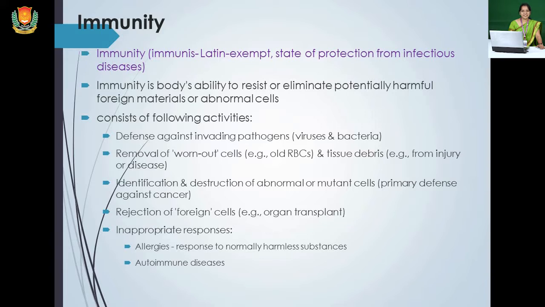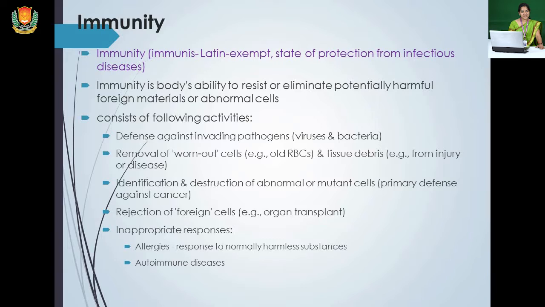Usually if a cell is infected by some viruses or bacteria or other pathogens, then the cells get altered. These altered cells, or cells damaged in other ways, are known as worn out cells. These worn out cells are removed by the immune system.